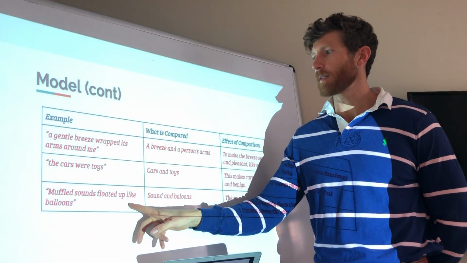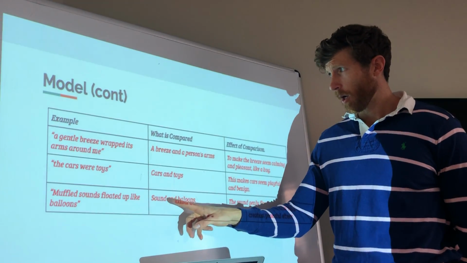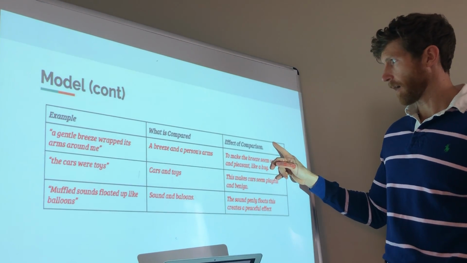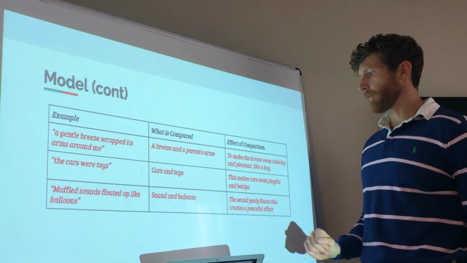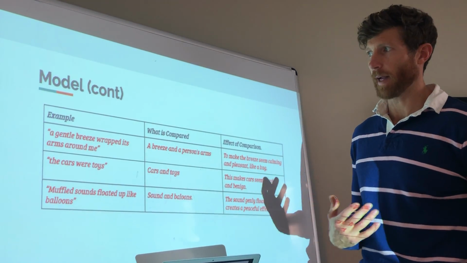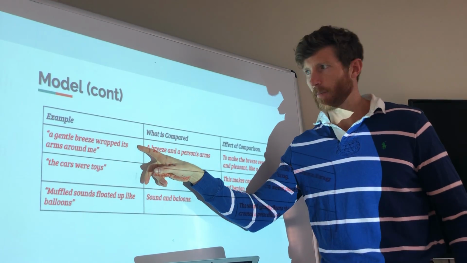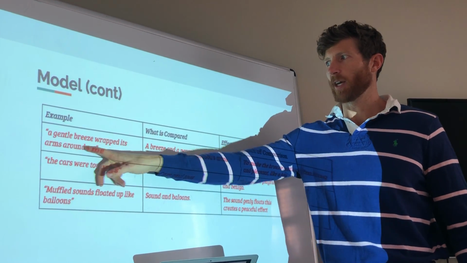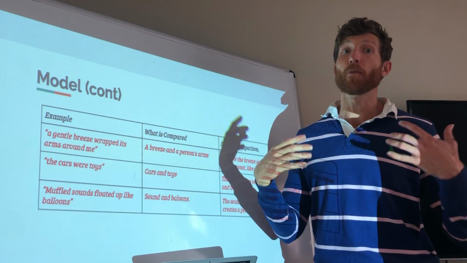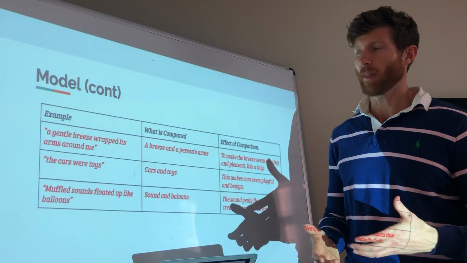Third example, muffled sounds floated up like balloons. What is being compared here? Sound and balloons. And the effect of the comparison, the sound gently floats, and this creates a peaceful effect, okay? It's also important to note that this is an example of personification. A gentle breeze wrapped its arms around me. A breeze does not have arms. Human beings have arms, so it's giving human qualities to a non-living thing, okay?